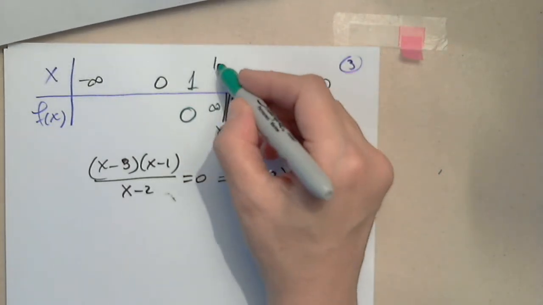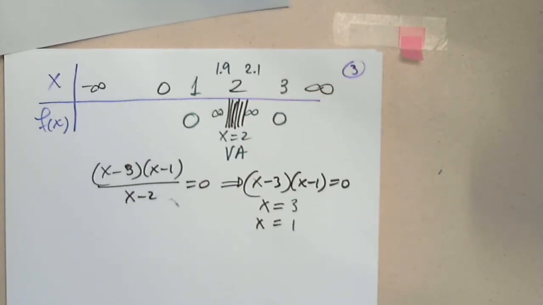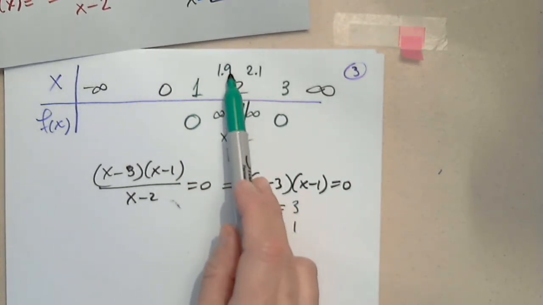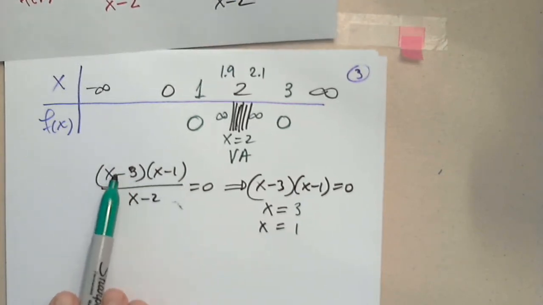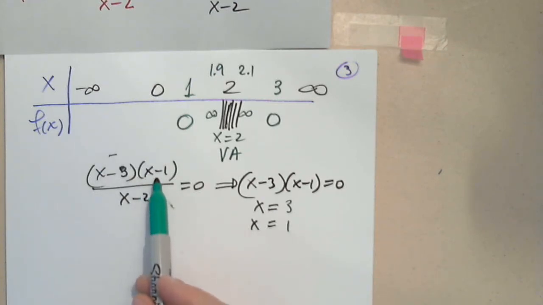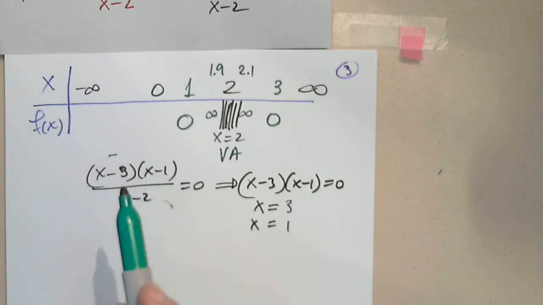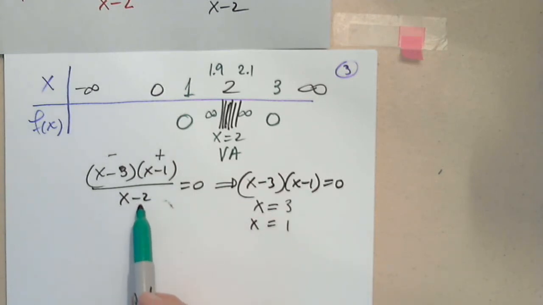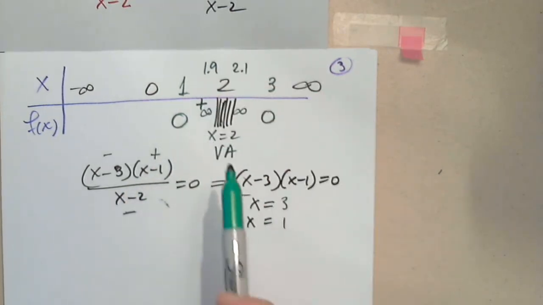We're going to use a number on the left and a number on the right, the closest we can think of, like 1.9. So let's plug in 1.9 everywhere. When I plug in 1.9 here, what is the sign? Just the sign. Negative. Perfect. With 1.9 here, what is the sign? Negative. 1.9 minus 1: positive. Very good. With this one, 1.9 minus 2: negative. Very good. Negative over negative, what is the sign? Positive. Excellent. Great job.